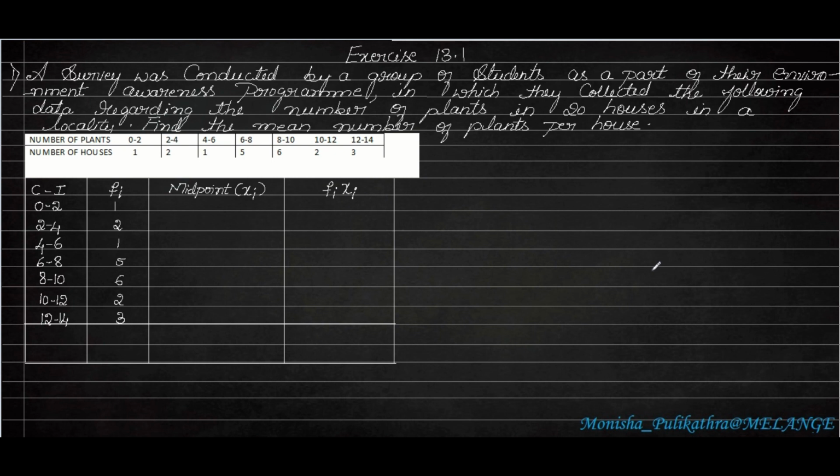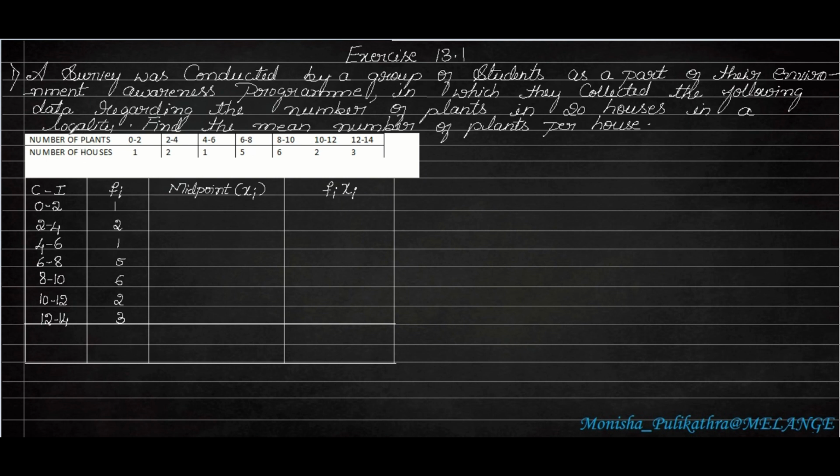Whereas for this year, the step deviation method and assumed mean method have been cancelled. It has been deleted from your syllabus. Only the direct method is there, and I will tell you how to find the mean using the direct method. Out of all these 3, the direct method is the easiest one.